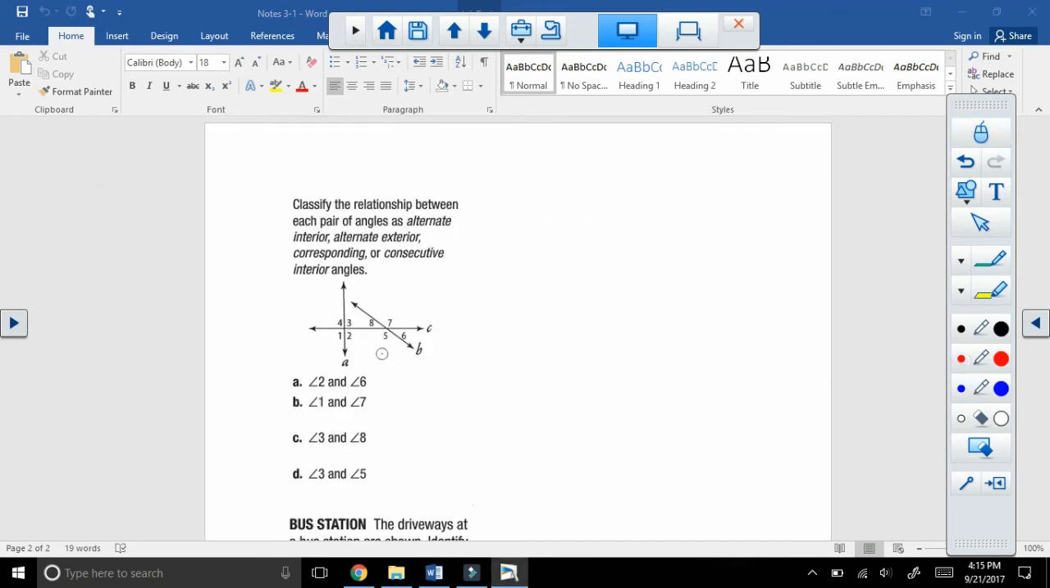So this is the way the questions are going to look. The questions will say things like, classify between the angle pairs, what type are they? So what I do is I look at the picture and I find where these angles are. So angles 2 and 6, because they're on the same side of the transversal C, but you have one on the interior, one on the exterior, these are corresponding angles. Or you might think they're both on the lower right-hand side.